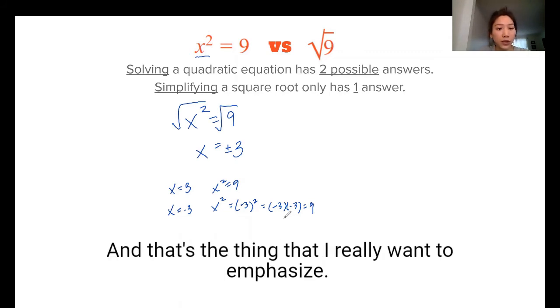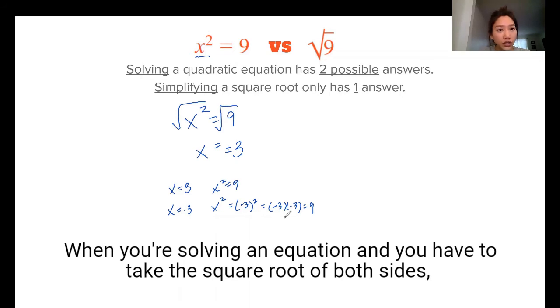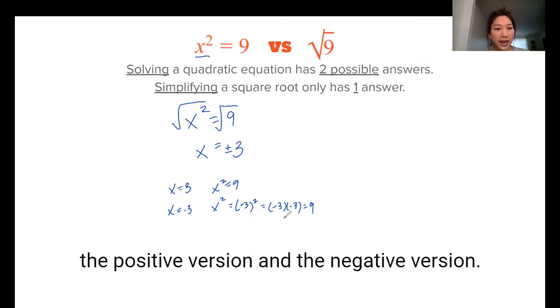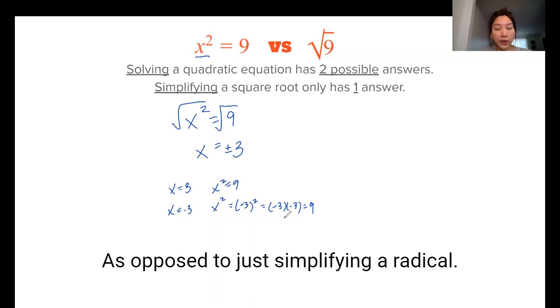And that's the thing that I really want to emphasize. When you're solving an equation and you have to take the square root of both sides, you always have two possibilities, the positive version and the negative version. Okay, as opposed to just simplifying a radical.